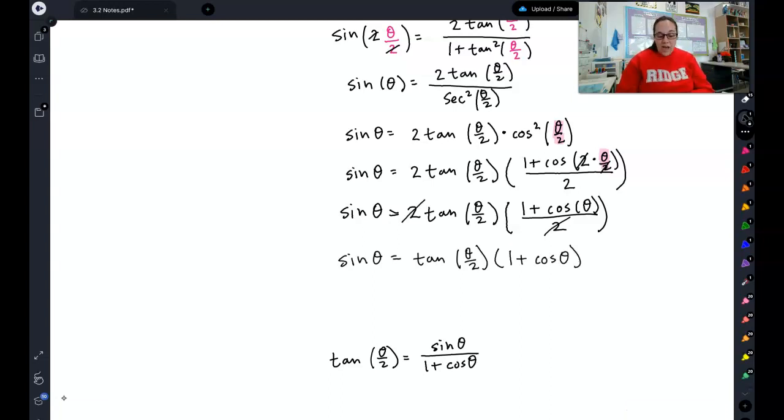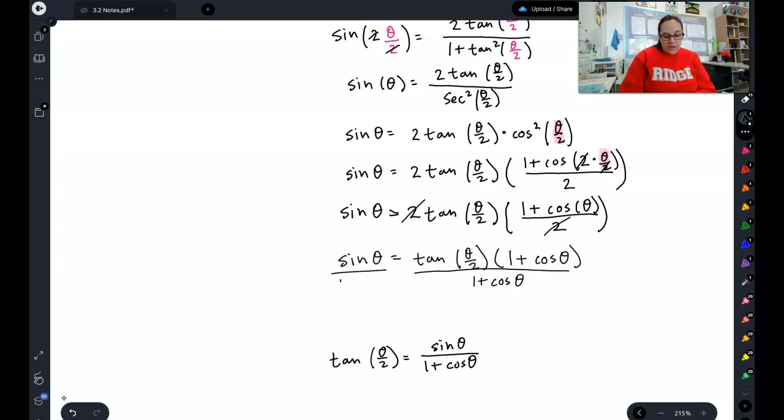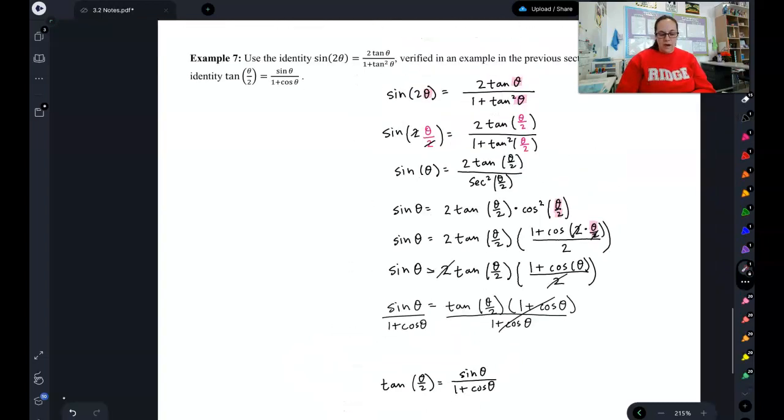And I notice that I am basically there. Notice that this line is looking pretty darn close to this line. All that I need to do is move the 1 plus cosine over. And I can do that because remember, we're not verifying a trig identity here. We're using a trig identity that we have already proved to prove another trig identity. So when I divide that over, I end up with exactly what I wanted. And there is our last problem of the day.